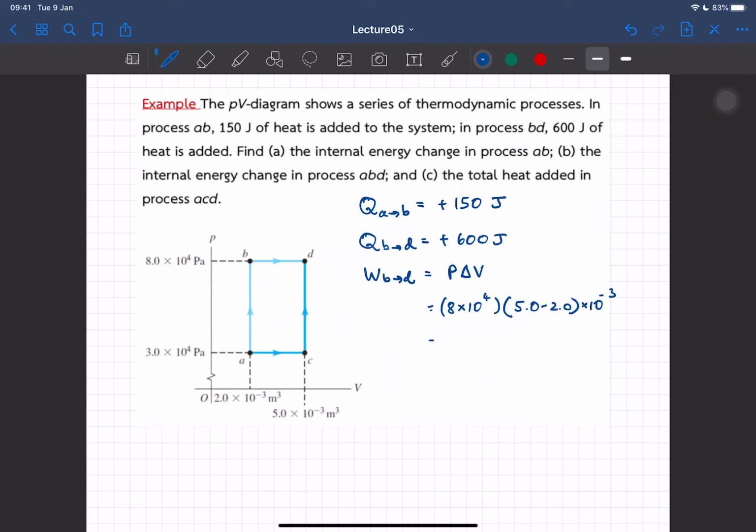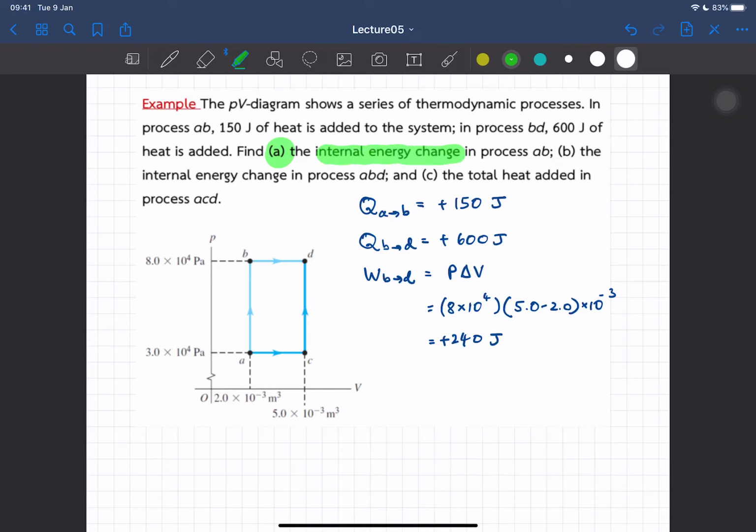Okay, so if you calculate this, that's going to be 3 times 8. So that's going to be 240 joules. And it's positive because the volume increases. Okay, so all of this is going to allow us to calculate what is asked in the first question.